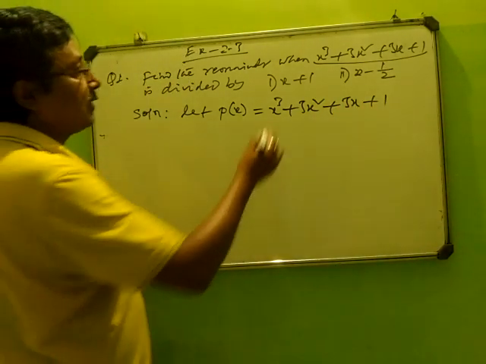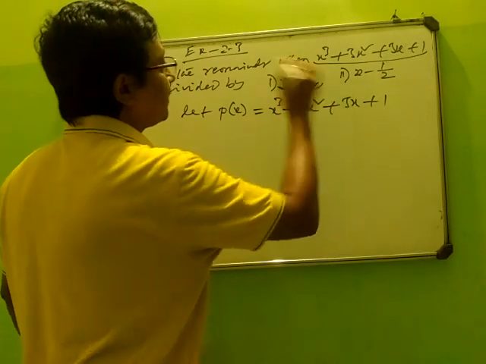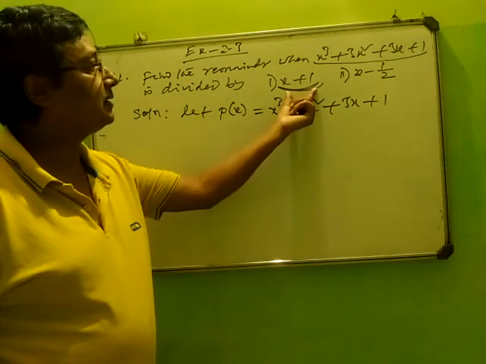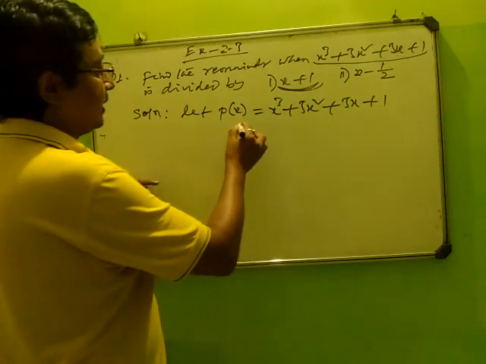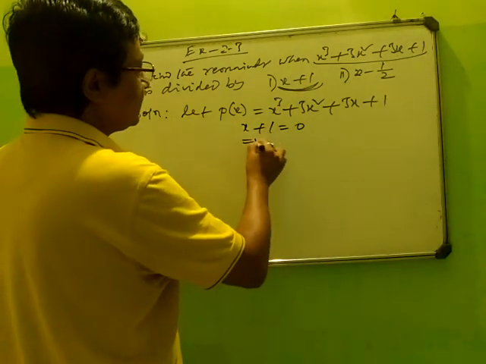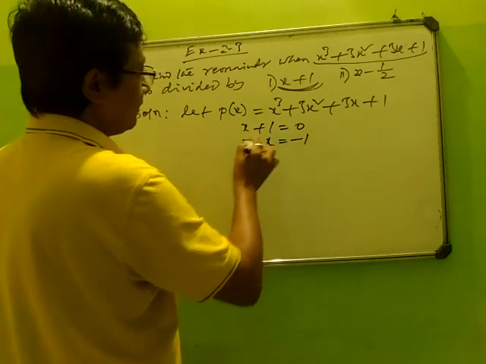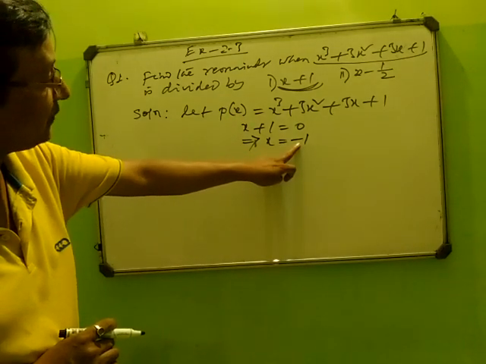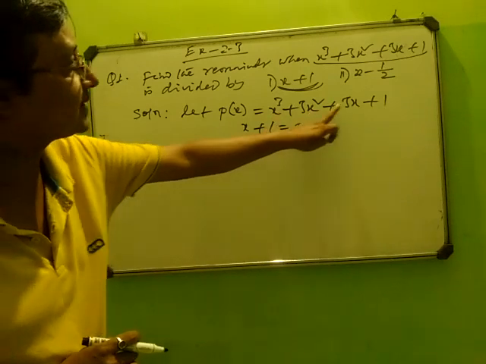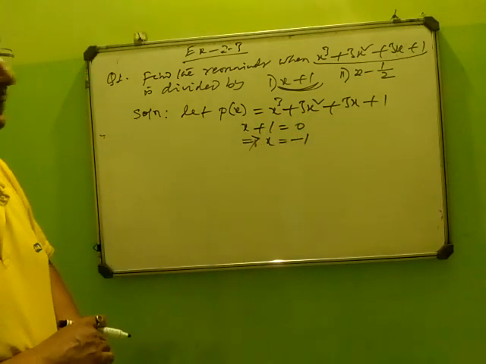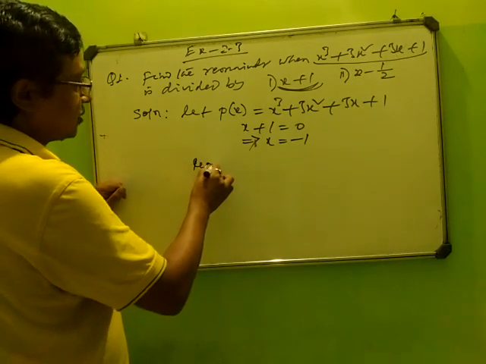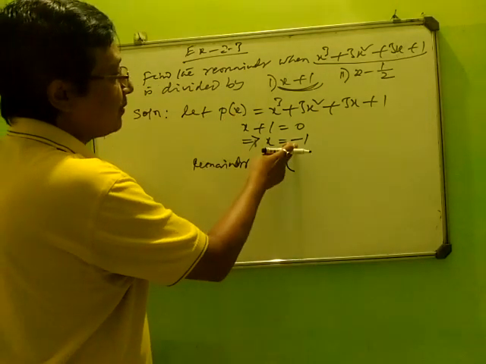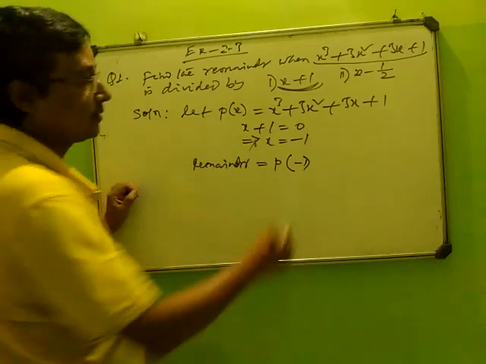Now, number 1, you are going to divide by x plus 1. So this is the divisor. As I have told in the last example, make the divisor equal to 0. So x plus 1 is equal to 0. That means x equals minus 1. So now you are going to replace x by minus 1. If you replace x by minus 1, all the x will be replaced by minus 1. So the remainder equals P of minus 1. How did you get this concept? From the remainder theorem.